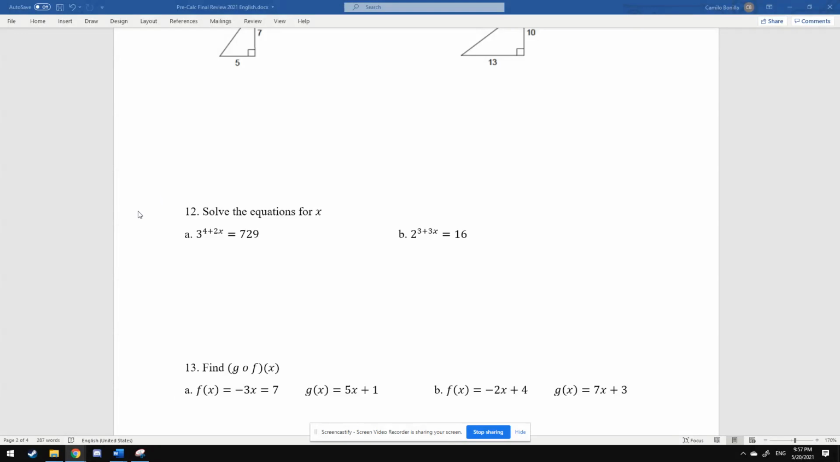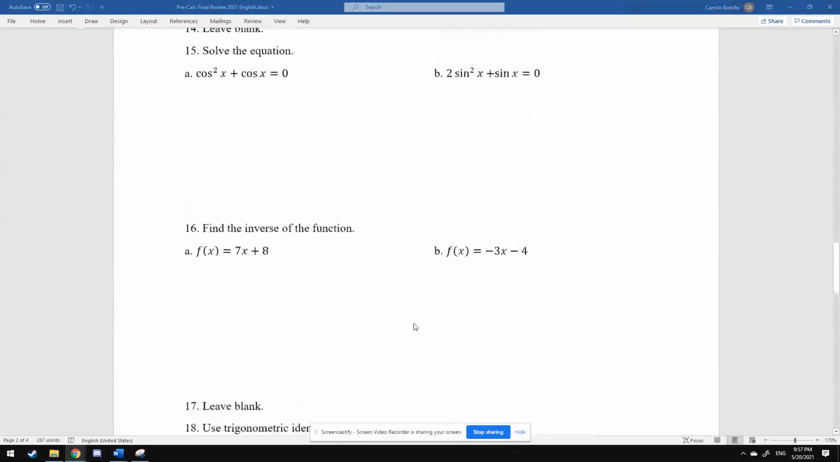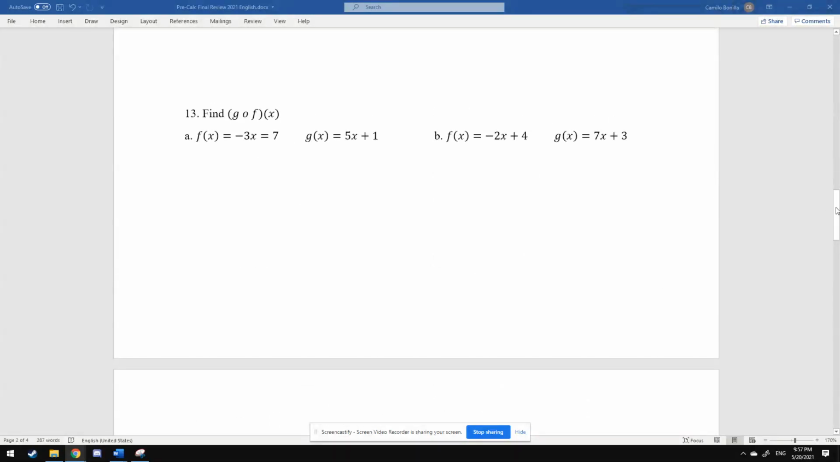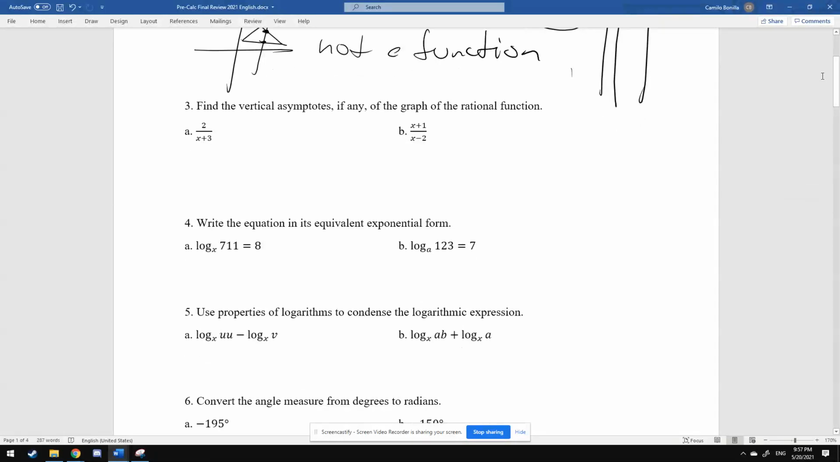1 through 13 are multiple choice. 14 through 21 are open-ended, and I'm giving you about 5 or 6 ones so that you guys have it a little easy. Okay, so vertical asymptotes, I'm going to do A, you guys do B.